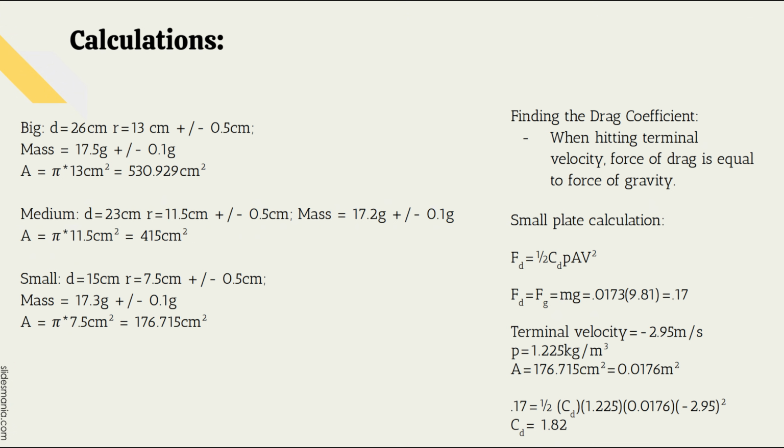The slide shows the calculations of the surface area and the drag coefficient. For the surface area calculation, we needed the mass of the plate and the radius. As you can see on the left, it shows the surface area for each plate size. On the right, it shows the drag coefficient. When hitting terminal velocity, force of drag is equal to force of gravity. For the small plate calculation, we used the surface area, terminal velocity, density of air, which is 1.225 kilograms over meters cubed, and found force of drag through finding the force of gravity. This came out to a number of 1.82.